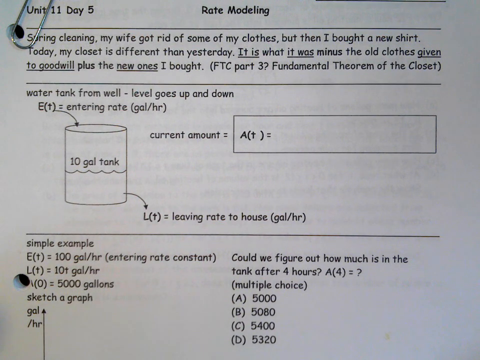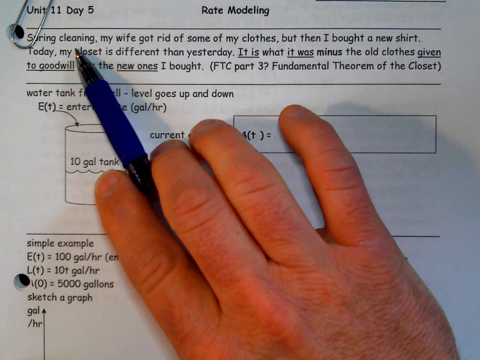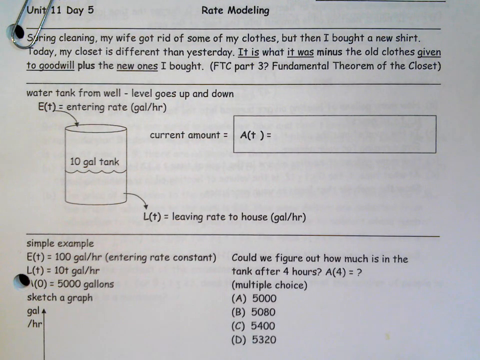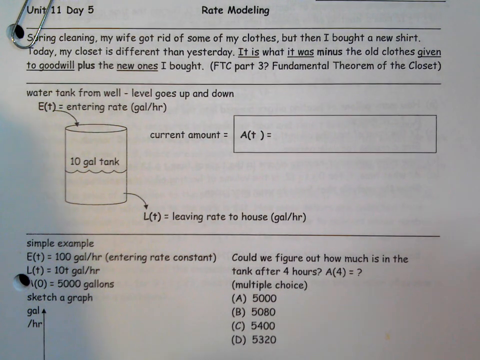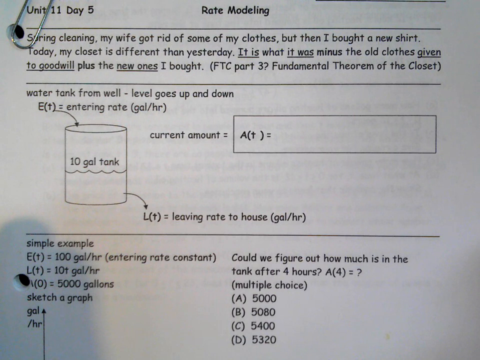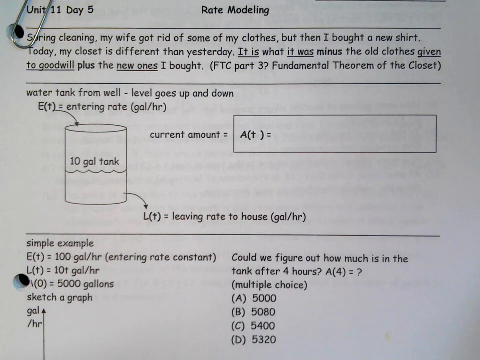Anyways, just a silly anecdote. Spring cleaning, my wife has got rid of some of my clothes, but then I bought a new shirt. So today, my closet, this is kind of like the fundamental theorem of life, right? Today, my closet is different than yesterday. Today, it is what it was, minus the clothes that I gave away, plus the new ones that I bought. Fundamental theorem of calculus of the closet, FTC, right?